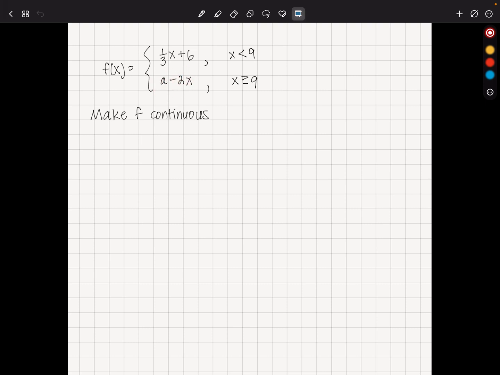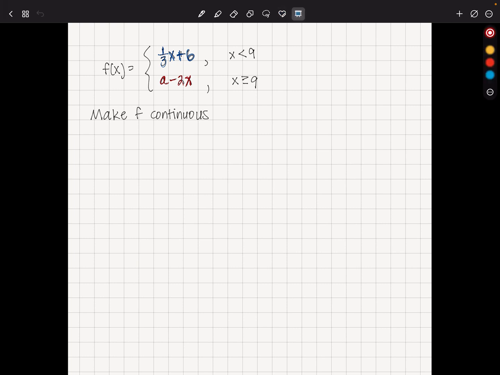Okay. And I'm going to use some color here. So I'm going to rewrite this 1/3 x plus 6 in blue. And I'm going to rewrite a minus 2x in red. So we want that blue linear function and the red linear function to meet up on the graph so that there isn't a jump. For f to be continuous, you can't have any jump discontinuities. You can't have any removable or non-removable discontinuities.